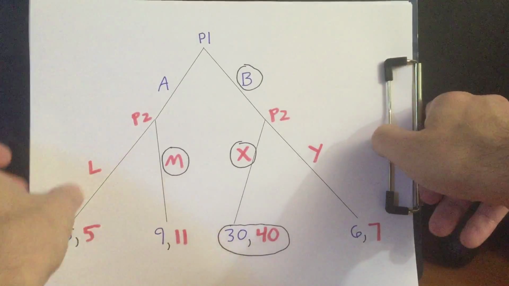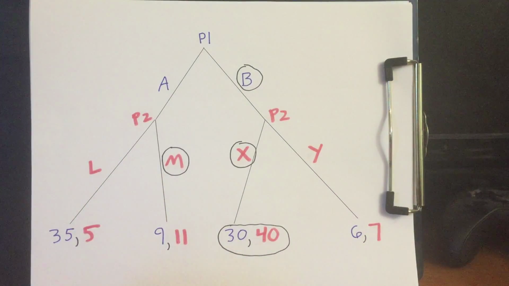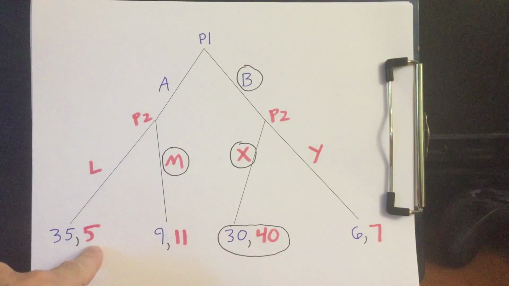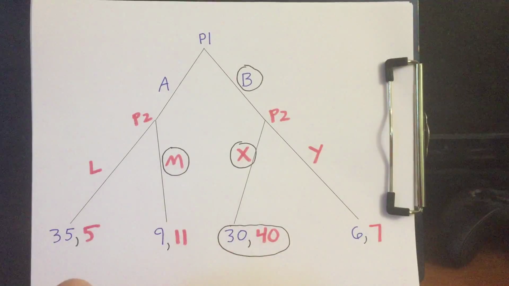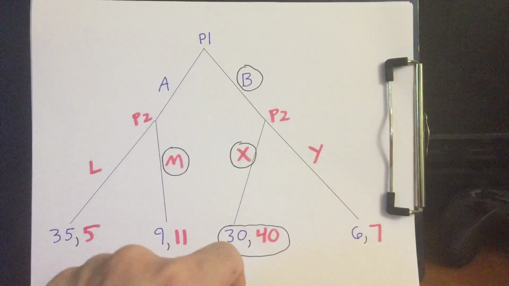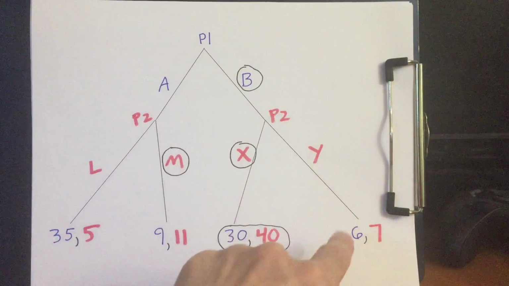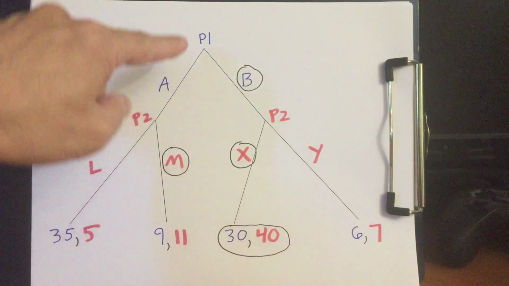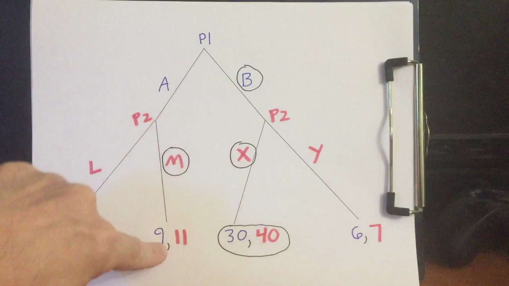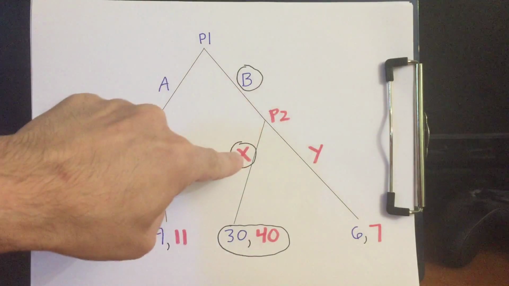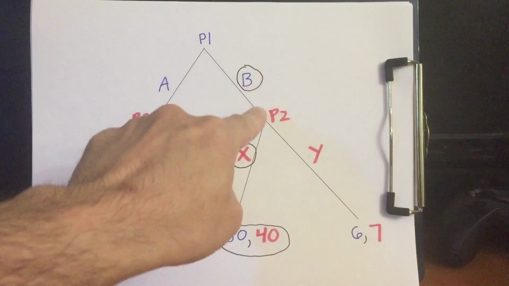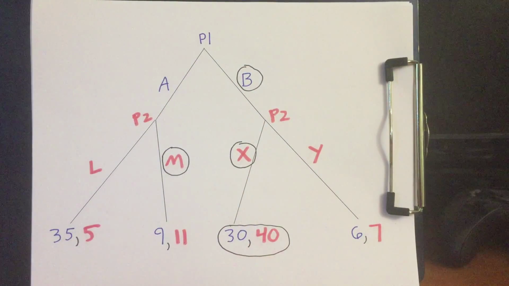So this one we can solve just by going backwards. If player 2 were here, player 2 would say, well, 11 is better than 5, so I'd go with M. And player 2 would say, if they end up here, 40 is better than 7, so I'm going with X. Player 1 will take this into account and will say A leads to M, which leads to 9. B leads to X, which leads to 30. So player 1 will play B, and the parties will end up here.